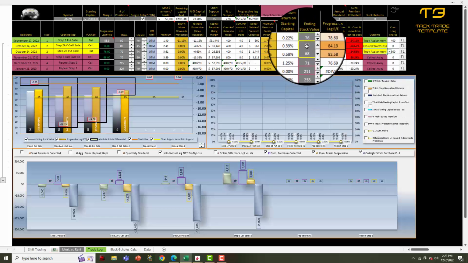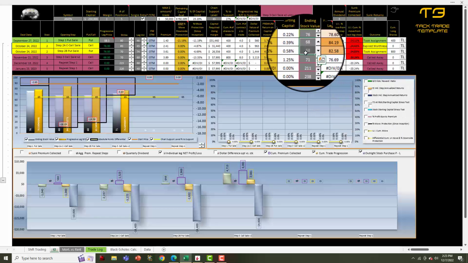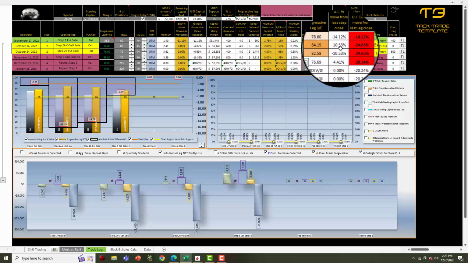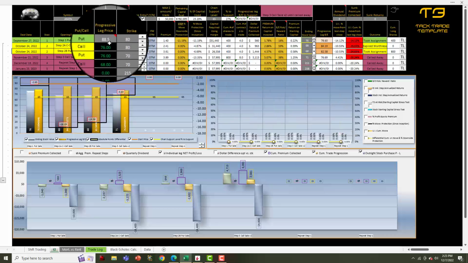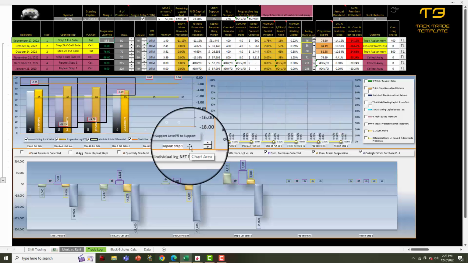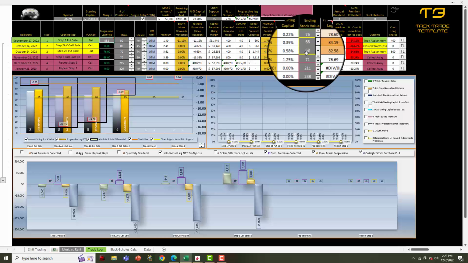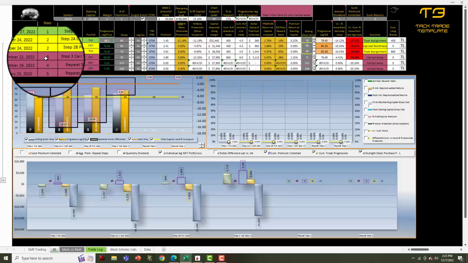So once again, hypothetically, at the end of month 2, Amazon finished at 68. It's now down on a collective basis 24.65% from the starting price of $88.50. So let's now go to step 3 or month 3 right here.